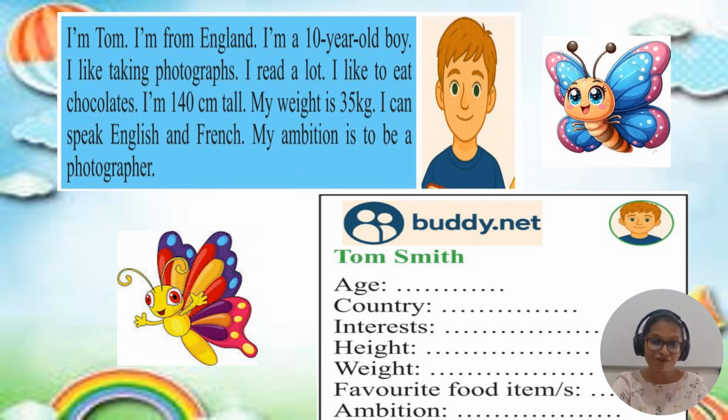Next one, weight. Weight means what? Yes. In his eBuddy profile, that is given as 35 kilograms. My weight is 35 kilograms. Next one, favorite food item or items. It's given at the beginning. He likes to eat chocolates. That is his favorite food item. And the last one, that is ambition.